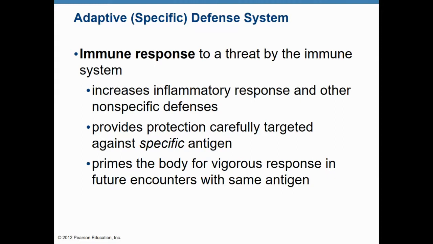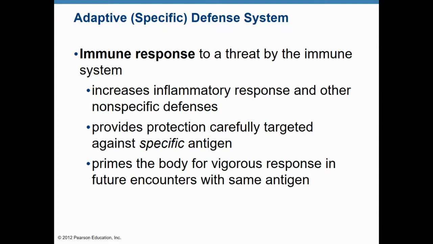Then we have complement. And complement is a set of about 20 different proteins that circulate in our blood in an inactive form. Under certain conditions, those proteins will become activated. It's called fixing complement. And when complement is fixed, it does a couple of different things. One of the things that complement does is it enhances inflammation. So it's going to enhance all of those aspects of inflammation, the redness, heat, swelling, and pain.